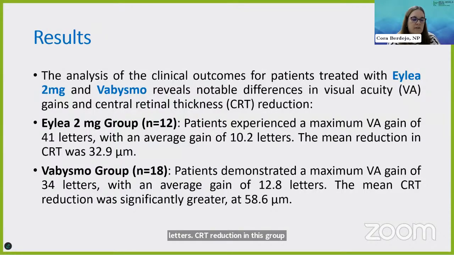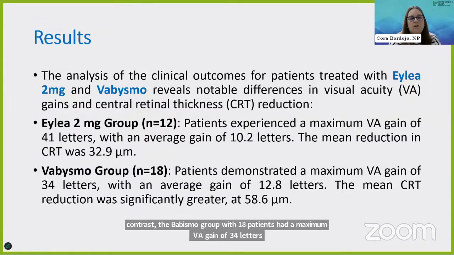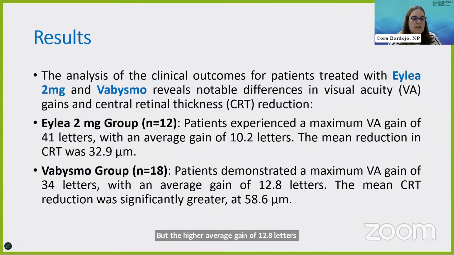In contrast, the Vabysmo group with 18 patients had a maximum VA gain of 34 letters, but a higher average gain of 12.8 letters. The mean CRT reduction in the Vabysmo group was significantly greater at 58.6 microns.